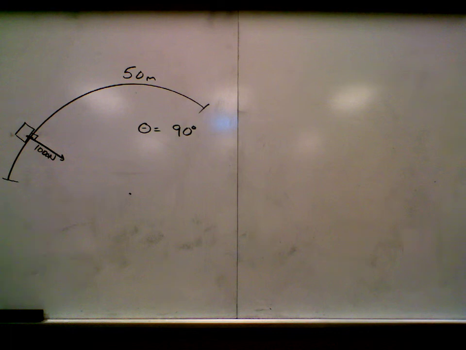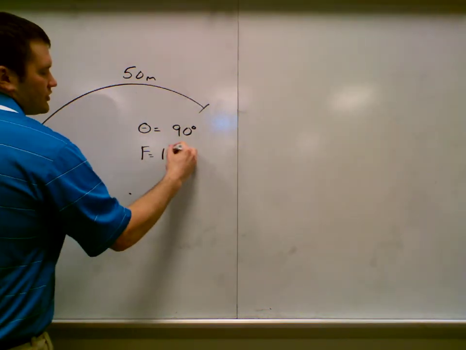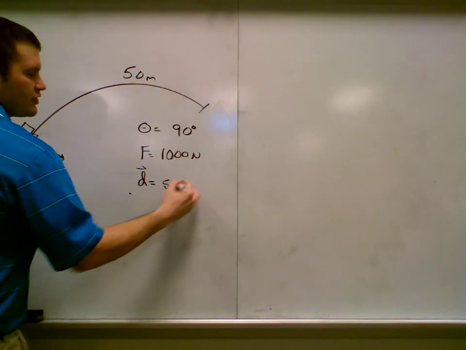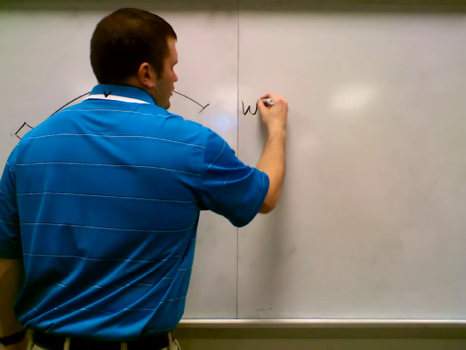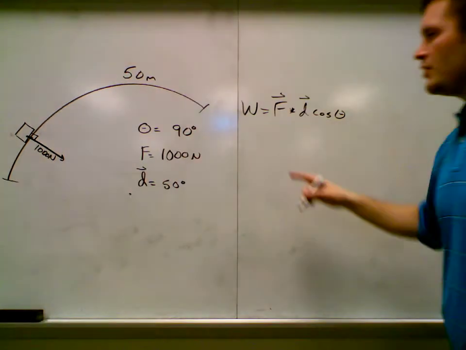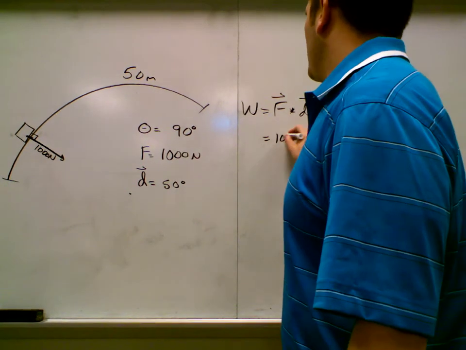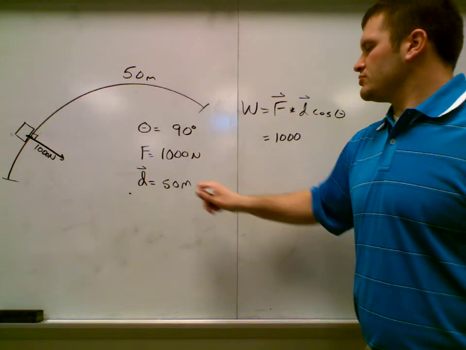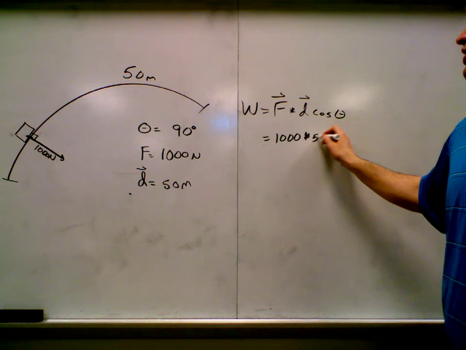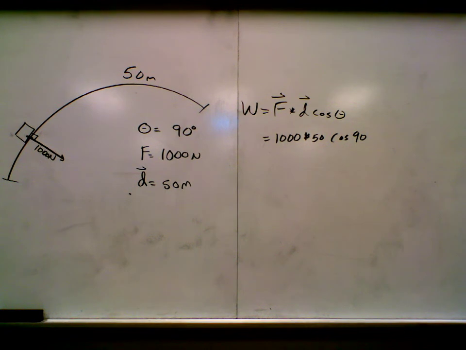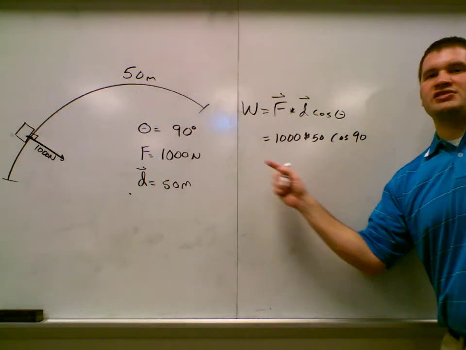Right? What's force? 1,000. Okay. What's displacement? 50. Okay. So to find our work done, work equals force times displacement times cosine theta, right? Force is 1,000. Displacement is 50 meters, not degrees, meters, times the cosine of 90. Cosine 90 is 0. So this whole thing is 0.